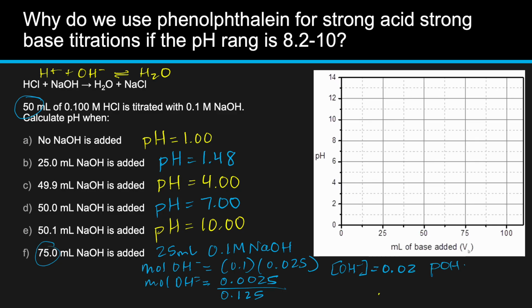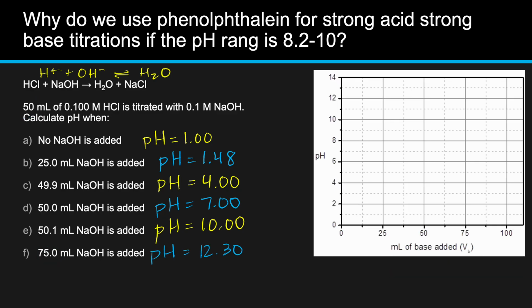So to get pOH, that's going to be negative log of 0.02, which gives us a pOH of 1.699. So if I want to get pH, that's going to be 14 minus 1.699. And that gives us a pH of 12.30, which is when we start tapering off, because now we get to the threshold of our strong base, which is very high on the pH scale.